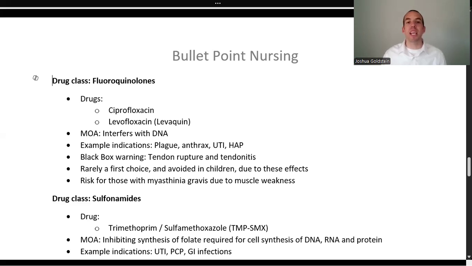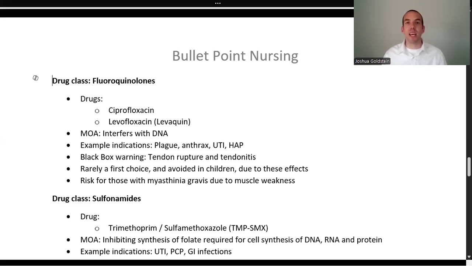How does it work? It inhibits synthesis of folate. And folate, by the way, is the same folate that pregnant women or women trying to become pregnant are supposed to take. So you're going to notice in a second that this is teratogenic. But it disrupts the synthesis of folate for the creation of DNA, RNA, and protein.